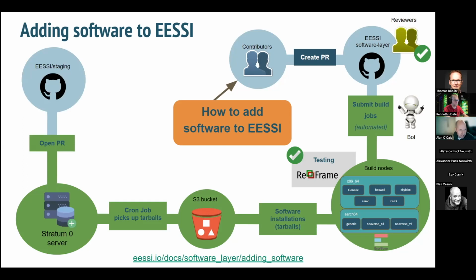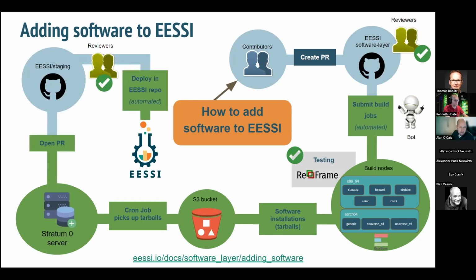And if that's the case, then it opens a pull request to another repository called the staging repository of EESSI, where again somebody has to do a review to make sure that what is being touched by those installations is only what we expect to be touched. So we have a review to make sure that the installations are not touching unexpected files. And then once that's approved by the reviewers, it'll get automatically deployed into the EESSI repository and be available anywhere where EESSI is available.